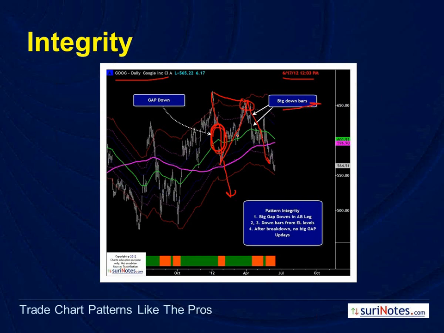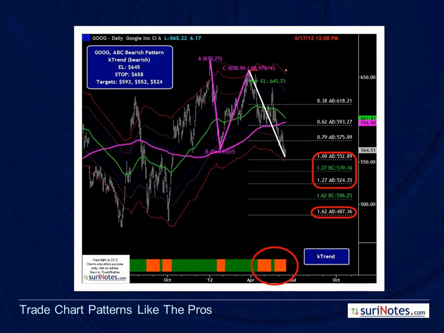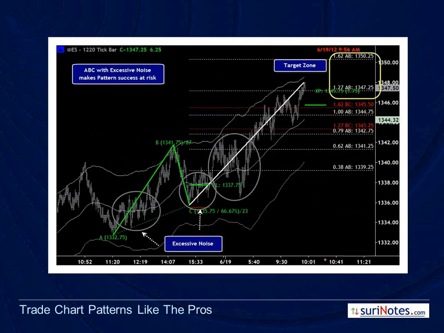When I'm using the patterns, I'm looking for something called integrity. So look at this, this is the Google chart, and this is the EL. It tells that this pattern is the ABC bearish pattern, and these are the targets. Of course, Google is not there right now. Google is still trading in about the 560 range, I believe. But this is the target zone. K-Trend is another trend tool which I use, but probably we won't have that. So the integrity of the pattern cycle is very critical.